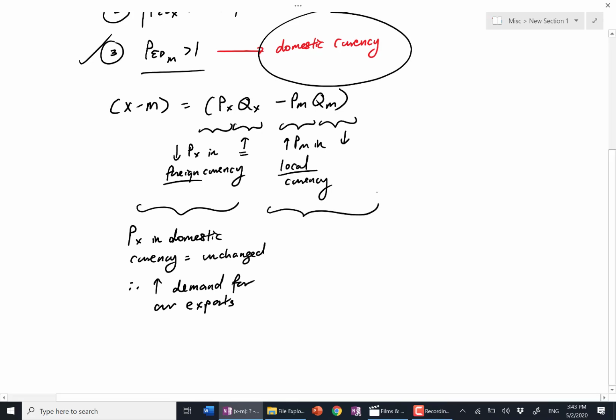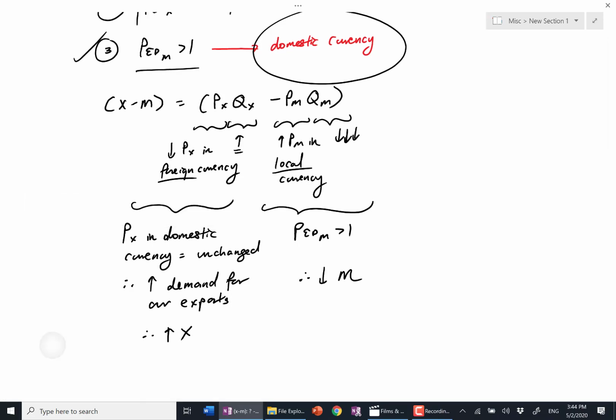Over here, the same thing applies. The price goes up in local currency, quantity demanded falls. If we assume PED M exceeds 1, then we will get a more than proportionate fall. Therefore, we will have a lower level of import spending, whereas X is higher. Higher demand, revenue will definitely go up. So depreciation will result in net exports going up. That's why.